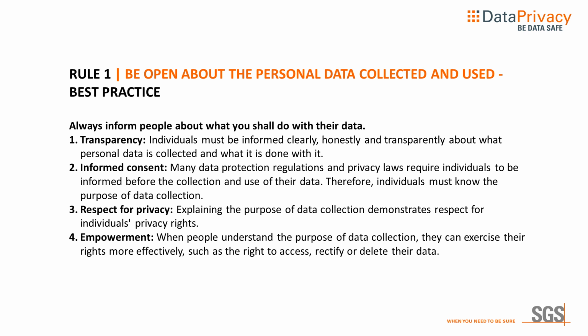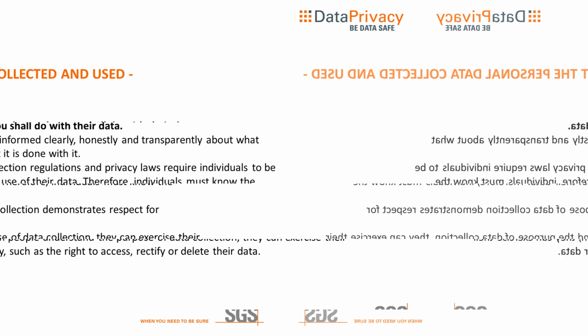Informed consent. Data protection laws often require informing individuals before collecting and using their data, ensuring they know the purpose of collection. Respecting privacy, by explaining why data is collected, showing consideration for individuals' rights. Then empowerment. It comes when people know why data is collected, allowing them to better exercise their rights, like accessing, correcting, or deleting their data.